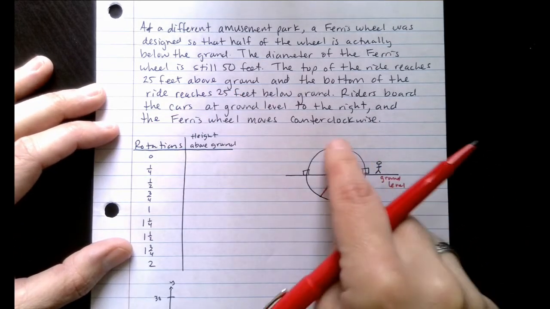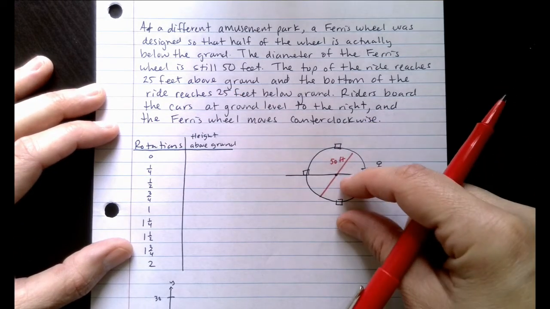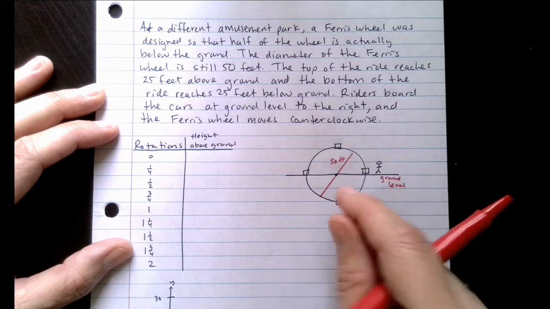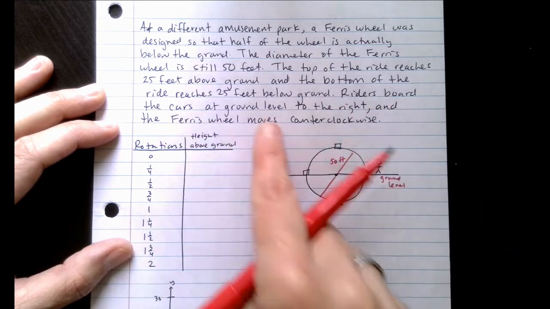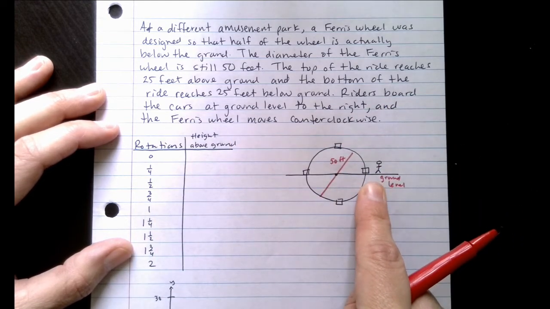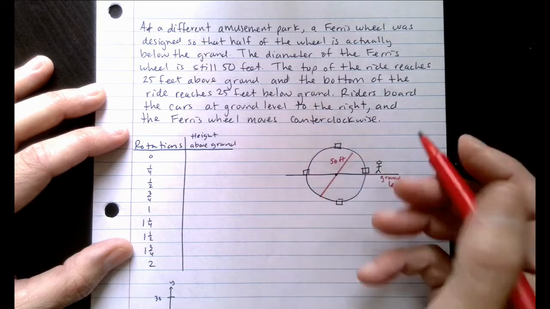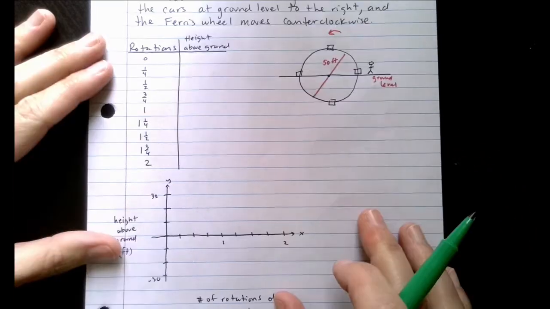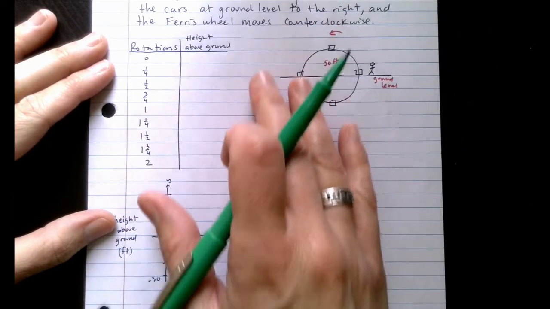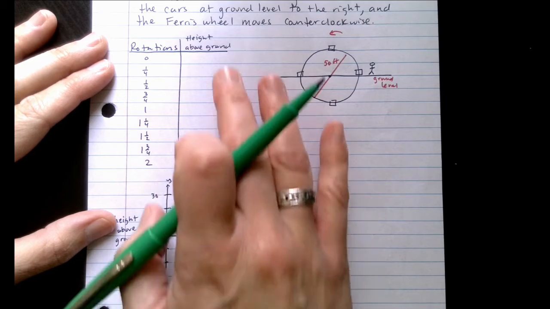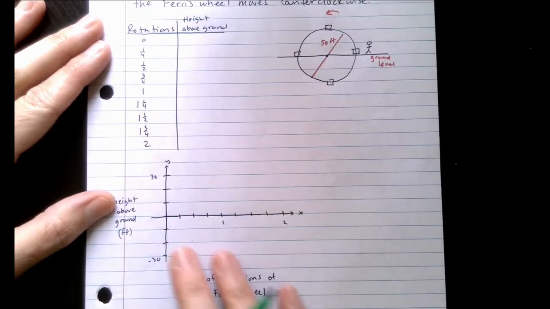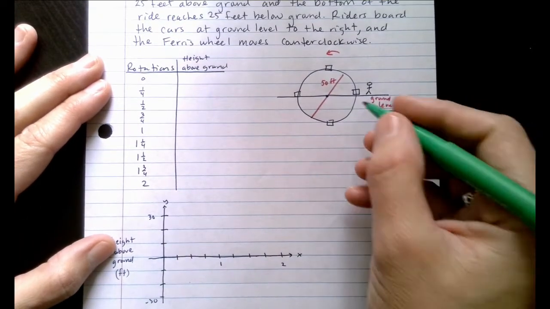So what that tells us is half of the circle is above, half of the circle is below, and half of 50 is 25. Okay. Riders board the car at ground level to the right, so this is where they load, and it still moves in that counterclockwise direction. So just like last time, we're going to go through about 2 full rotations. We're going to document some data, and then we're going to come up with a graph. Let's start at the beginning.